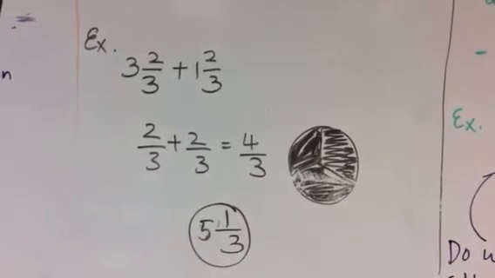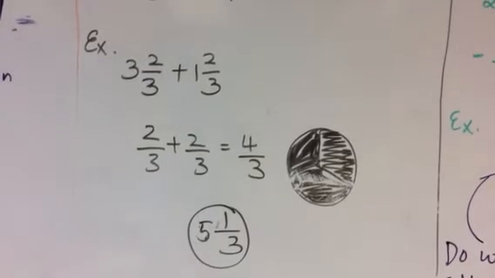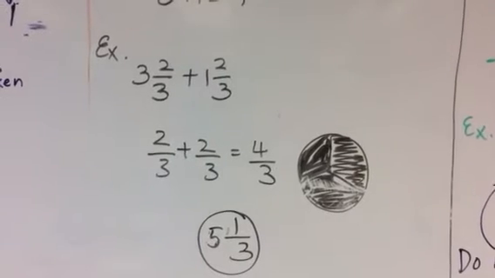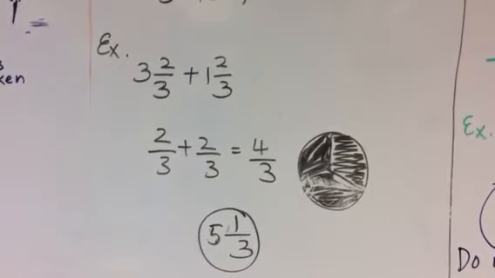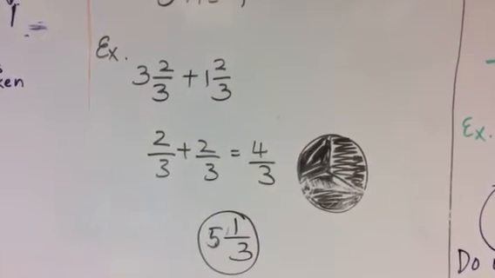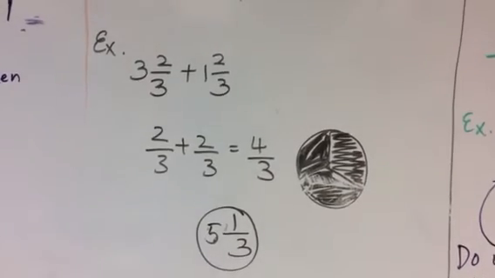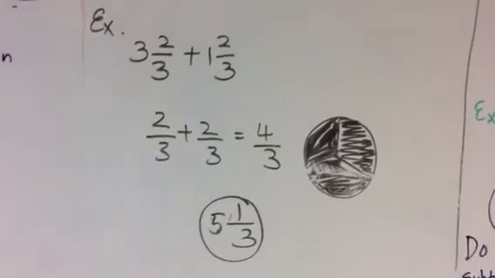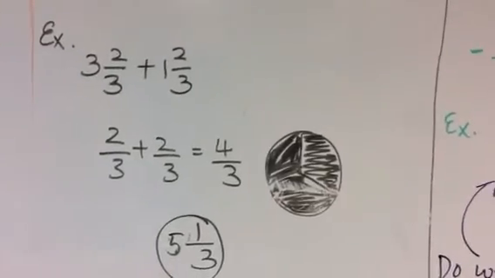I added the least fractions first, then I renamed the fraction, and that's how I got one whole. I added that one whole to the whole numbers, and I've got 5, and the remaining parts left is 1 over 3. So the denominator always helps you to rename.